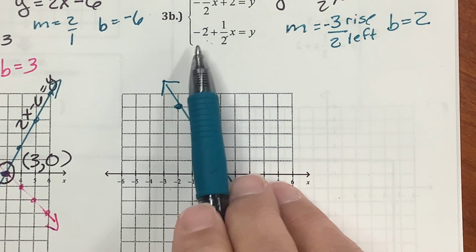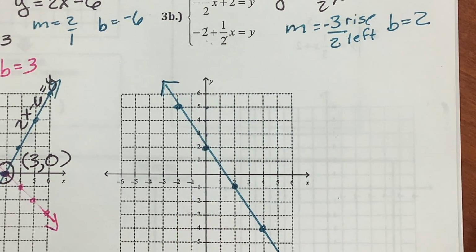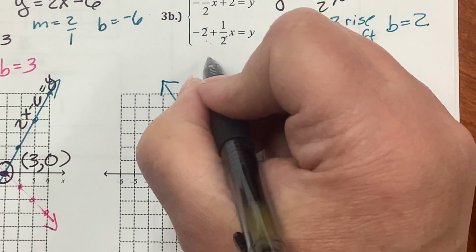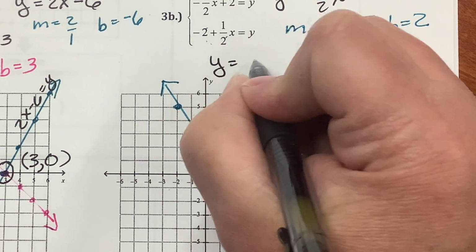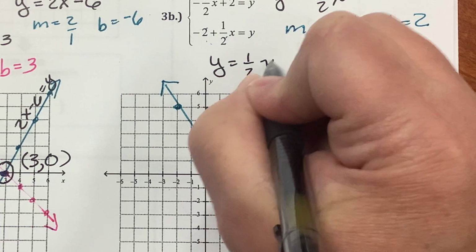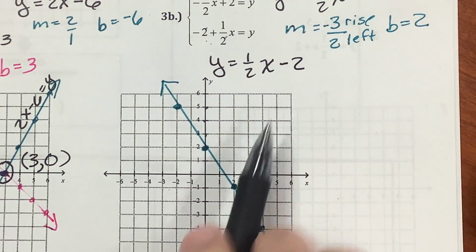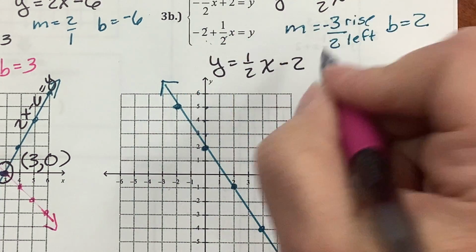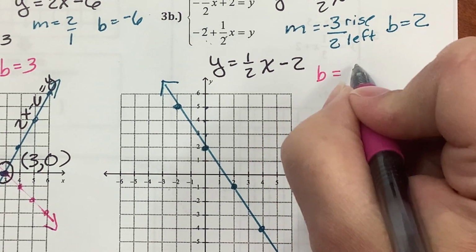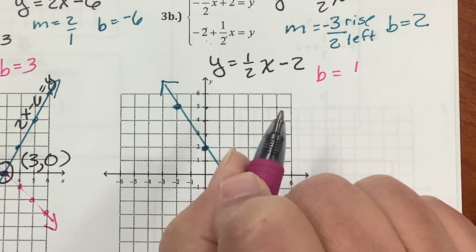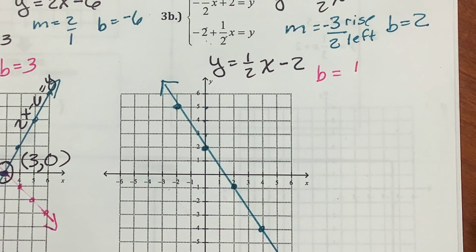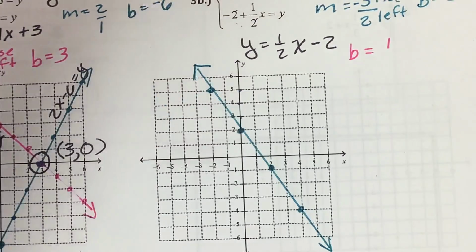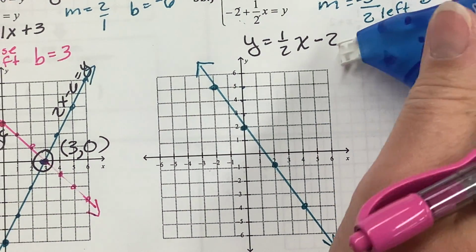The x is going to come first and the negative 2 is going to come second. So this is going to become y equals 1/2 x minus 2. That means that the b is, what did I just write? I wrote b instead of m, and I don't even know where I put my whiteout.